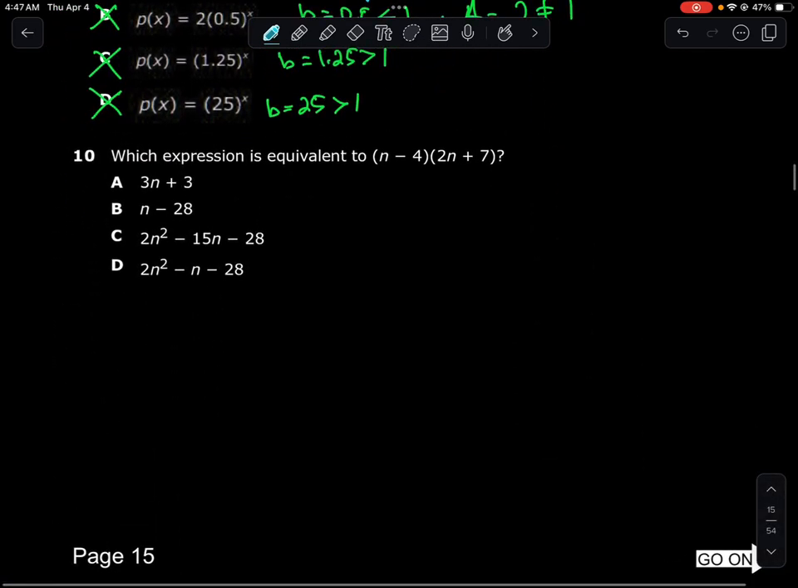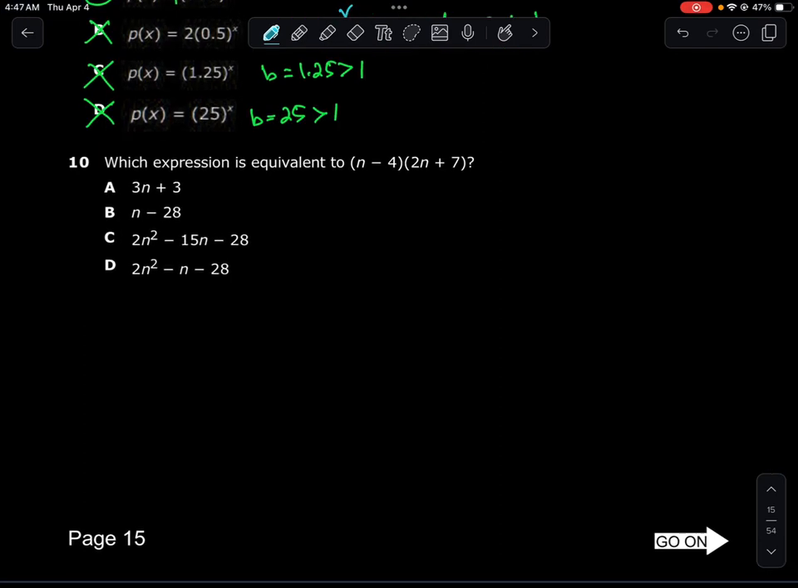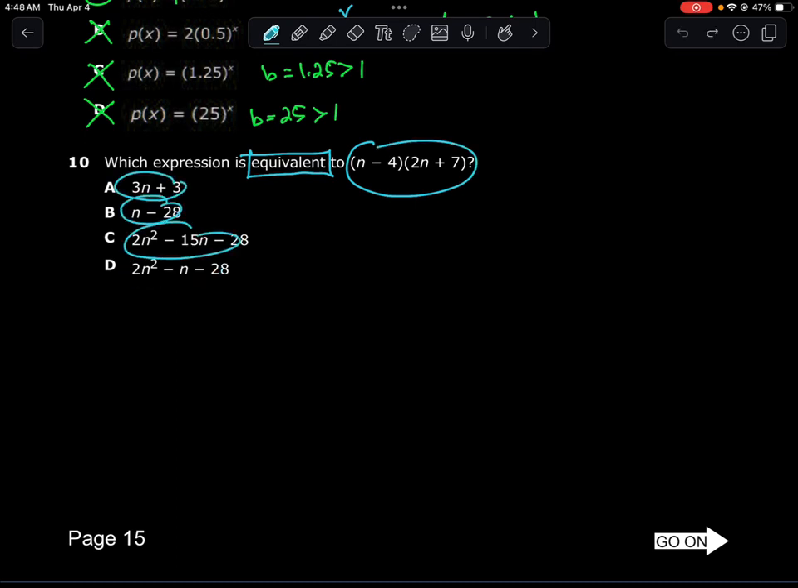Which expression is equivalent to that? Here's the question, and the key word is equivalent. For two expressions to be equivalent, they need to have the same graph. So I'm going to graph this one, then graph this, and whichever two have the same graph are the equivalent ones. One is going to be the one given, and the other either A, B, C, or D.